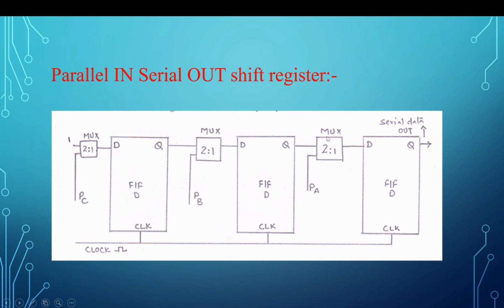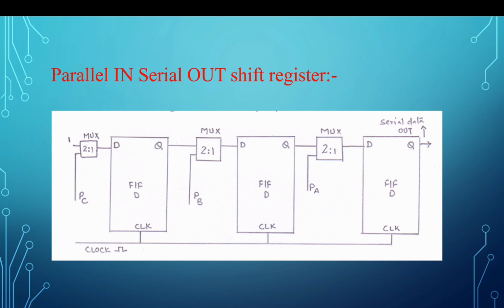Initially, the multiplexer selects channel number 2, so PA appears at the input of the first flip-flop, PB appears at the input of the second flip-flop, and PC appears at the input of the third flip-flop. Now I give a clock. What will happen? PA will be transferred to the output of the first flip-flop and it will be transferred serially. Then PB, which was input, will appear at its output, and this will appear at the channel 1 input of the multiplexer. Then PC, which was input, will appear at its output and it will again appear at channel number 1 of the multiplexer.